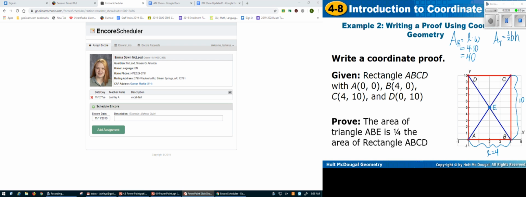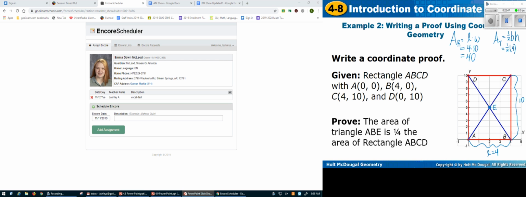Top, right, left, bottom. Bottom triangle, right? ABE. So we need the base of the triangle and we need the height of the triangle. What's the base of the triangle? 4. So we have 1/2 times 4. What's the height of the triangle? Okay, careful. It's actually 5, right?